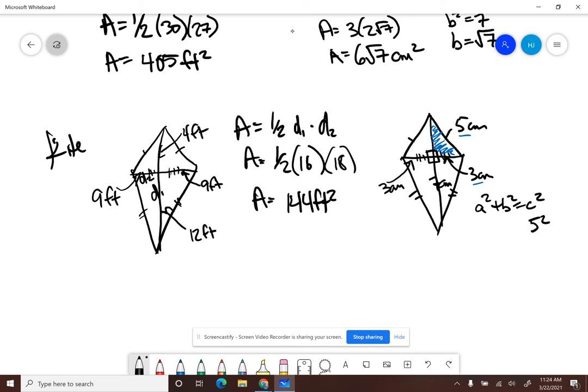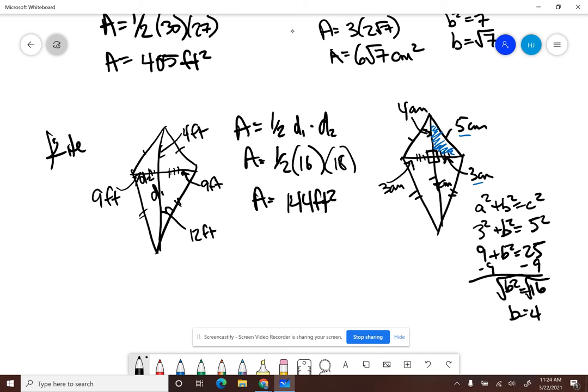C is 5. 3 is a, let's say, plus b squared. 9 plus b squared equals 25. If I subtract 9 from both sides, I will get b squared equals 16, which I will take the square root of, and all of a sudden now I get b equals 4, okay? So that means right here, this length is 4 centimeters, which means now I have everything I need to do my formula. Area equals 1/2 d1 times d2.